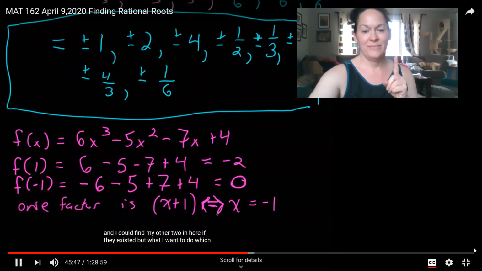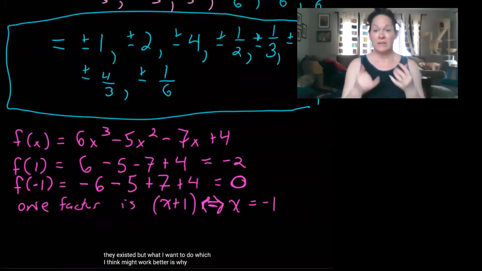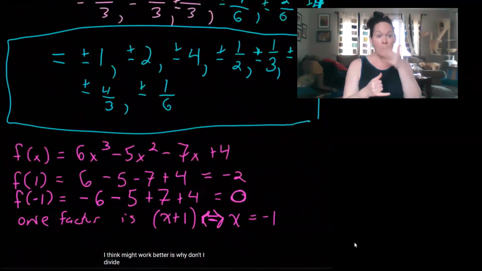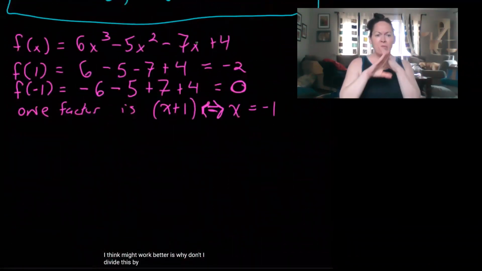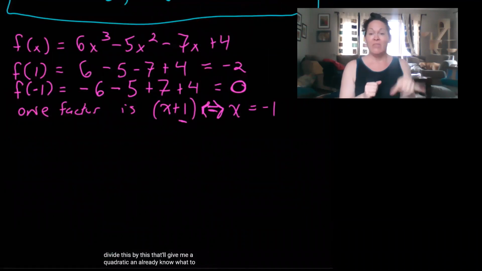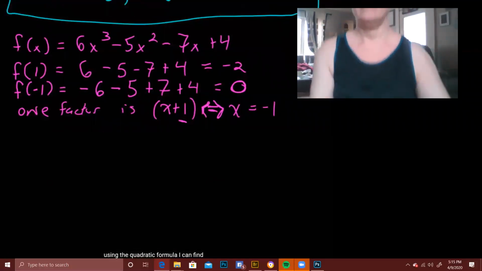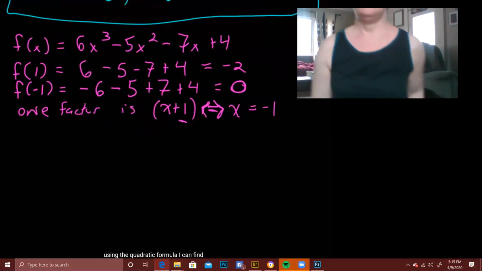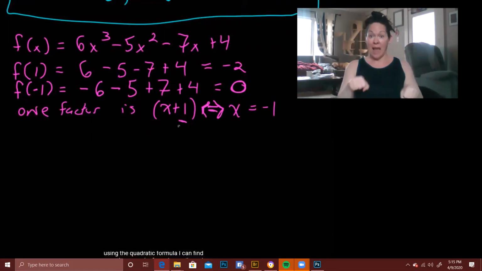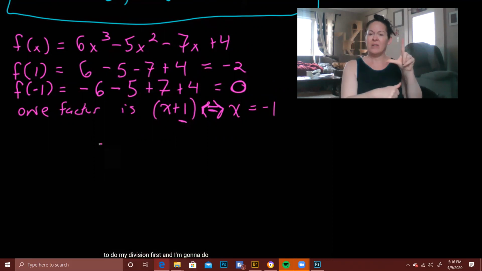But what I want to do, which I think might work better, is why don't I divide this by this? That'll give me a quadratic, and I already know what to do with quadratics. I can find my roots using the quadratic formula. I can find my other roots by factoring. So I'm going to do my division first. And I'm going to do it as a long division, or as a synthetic division.